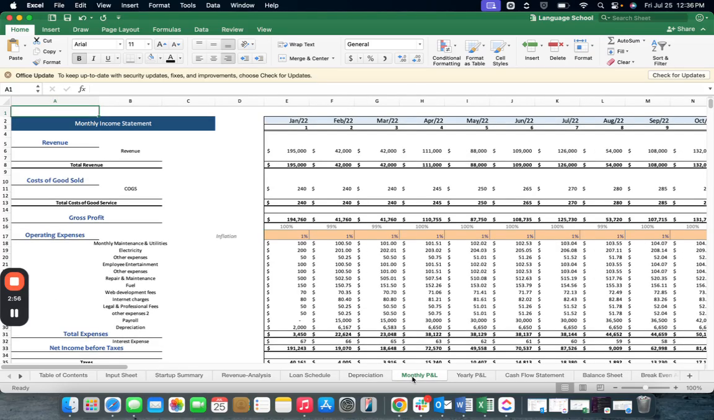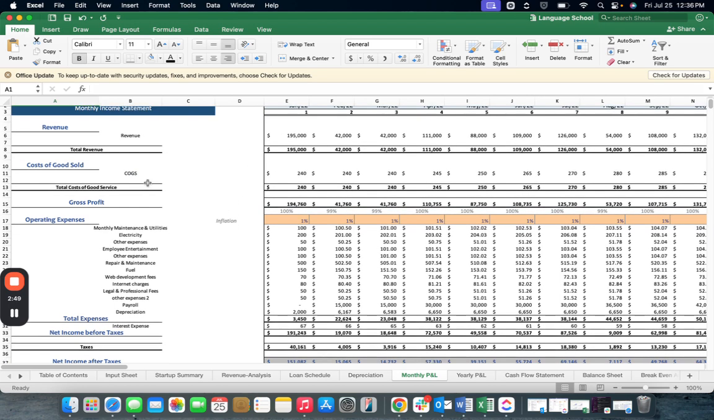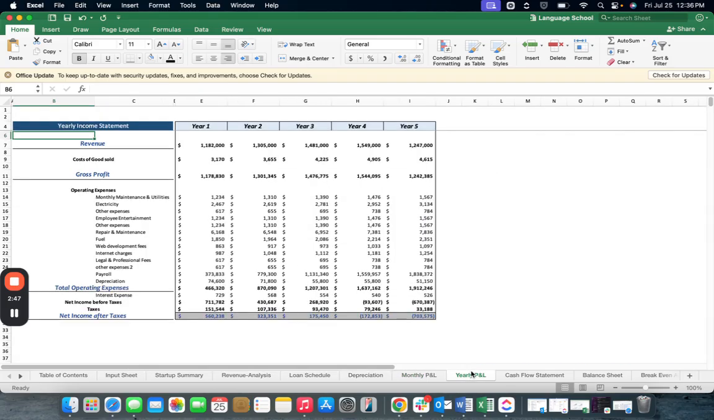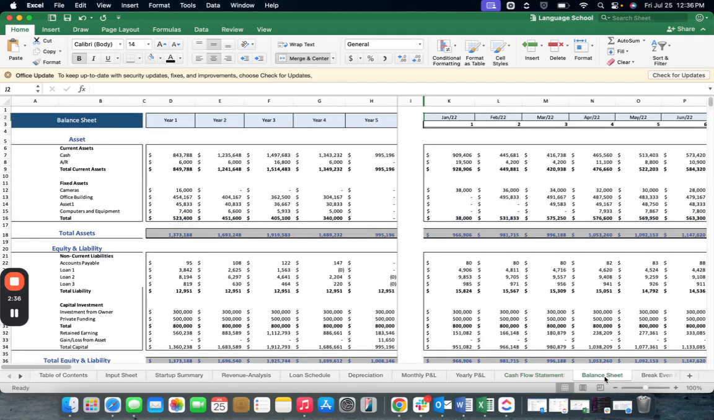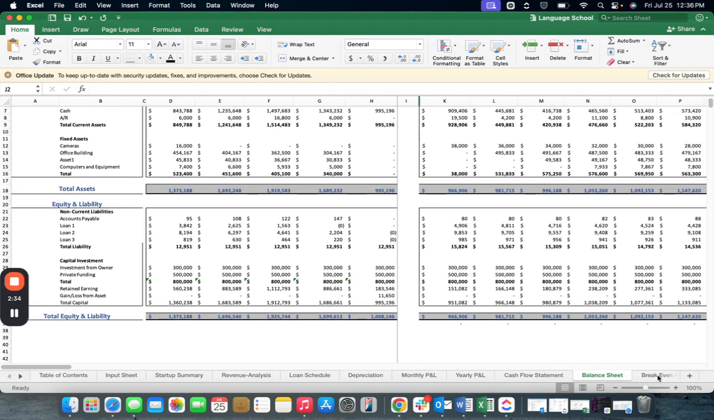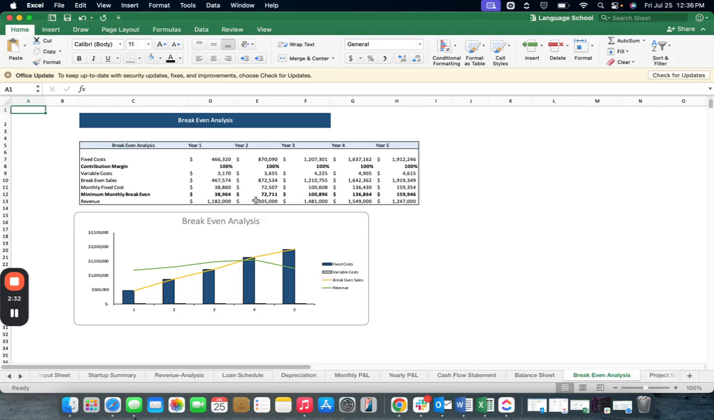Coming towards the monthly P&L, it's the whole calculation for the income statement on a monthly basis. Then we have the yearly basis income statement. Then, as a three-statement financial model, we have in here the income statement, cash flow statement, and balance sheet. Alright, so then coming towards the break-even analysis, it contains contribution margin, break-even sales, and monthly break-even.